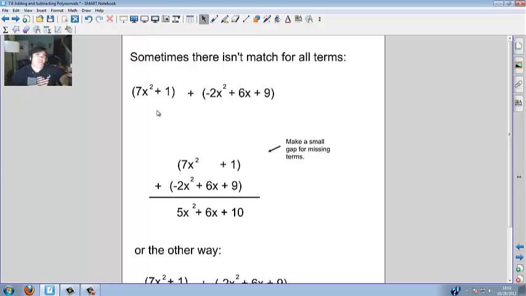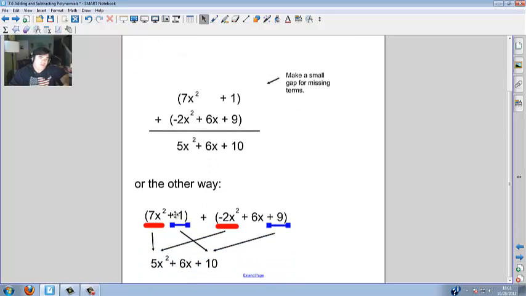And back. Sometimes there isn't a match for all terms. Take a look at this. 7x squared plus 1, and plus you have negative 2x squared plus 6x plus 9. Stack them. 1 plus 9 is 10. Since there's a gap here, so there's no value, the 6x just comes down. There's nothing to move it either way. And 7x squared minus 2x squared makes 5x squared. Or the other way, you simply combine 7x squared and negative 2x squared to make 5x squared. 6x is by itself, and 1 and 9 make 10.